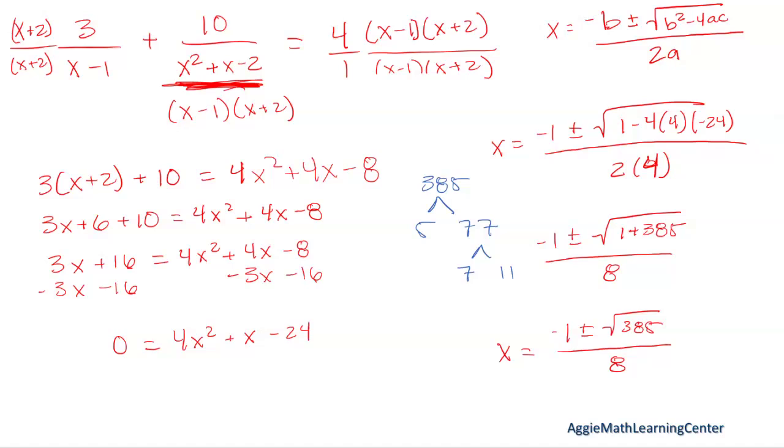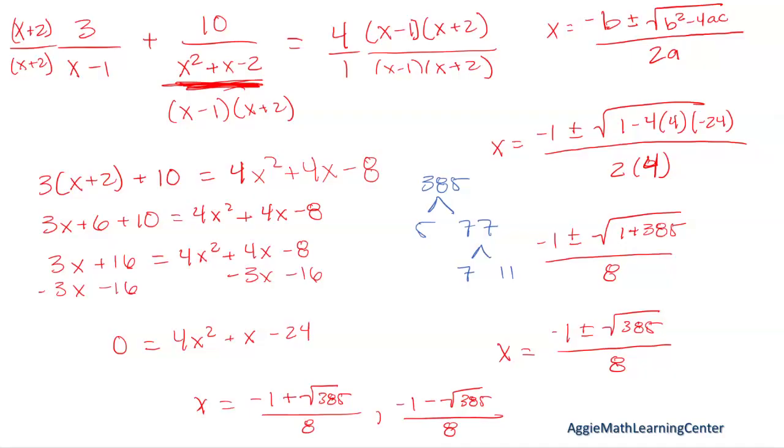To write our answer officially, we can't leave a plus or minus in there. It has to be taken care of like that: negative 1 plus the square root of 385 divided by 8, and then minus. So officially our answers are negative 1 plus the square root of 385 over 8, and negative 1 minus the square root of 385 over 8.